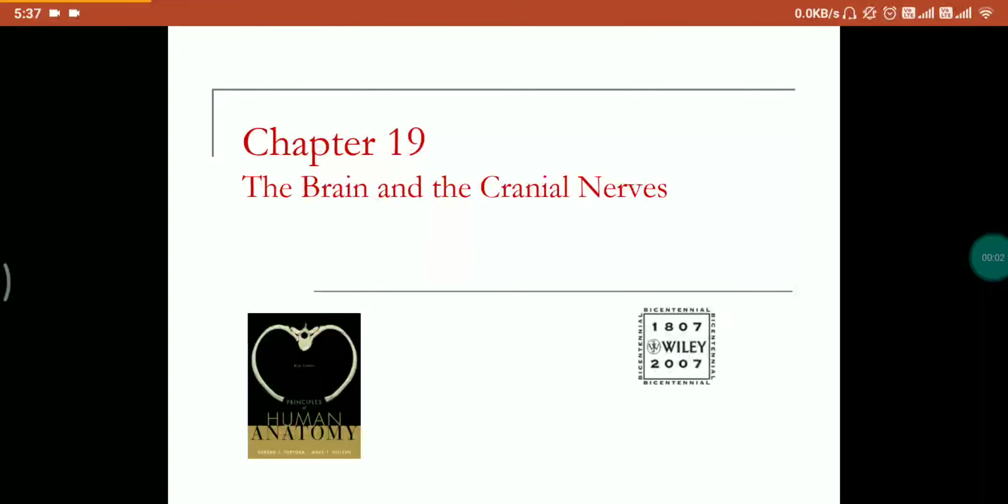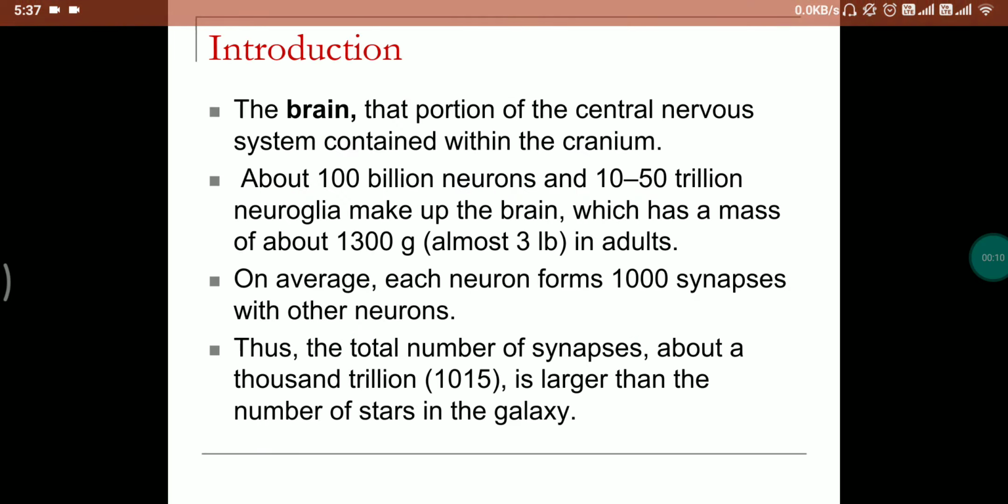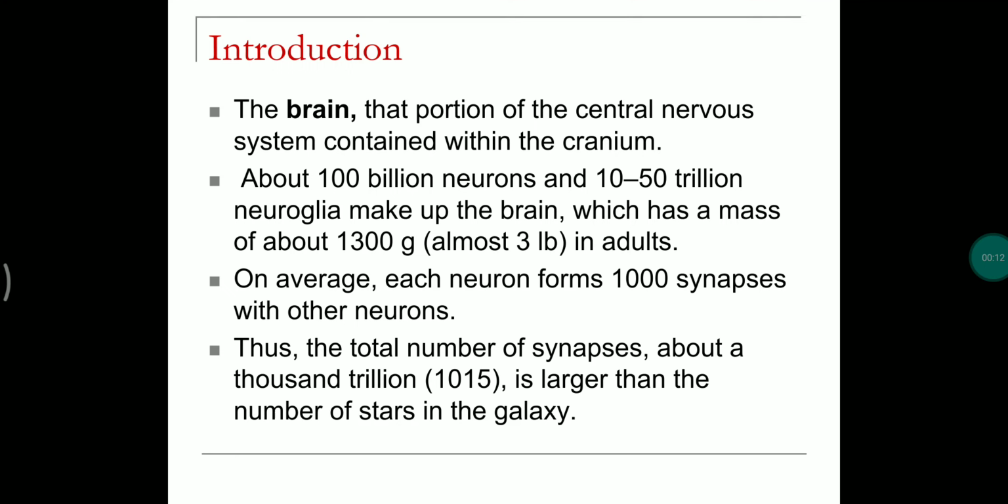Hello friends, in this video lecture we are going to learn about the brain and the cranial nerves. So first we'll study about the brain. The brain is a major portion of the central nervous system, which is present in the cranial cavity surrounded by cranial bones. And of course the brain regions are also named after the bones of the cranium.